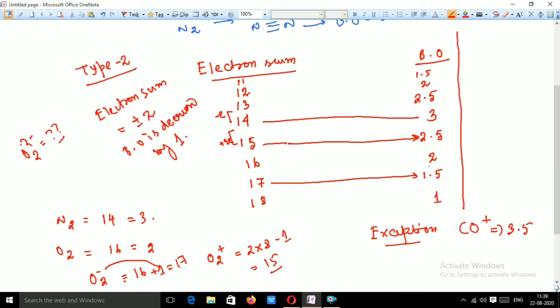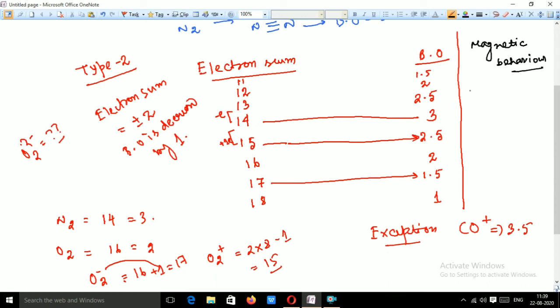Now how can you calculate the magnetic behavior of different types of compounds? There is a simple rule to find the magnetic behavior. So what is the rule?